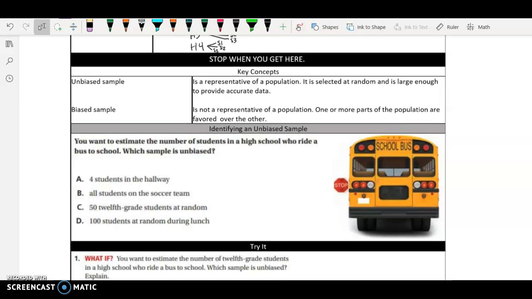All right, so we are going to start our new topic. Before we start, we need to know what unbiased and biased mean. Unbiased is representative of a population. It is selected at random and is large enough to provide accurate data. A biased sample is not a representation of the population. One or more parts of the population is favored over the other.